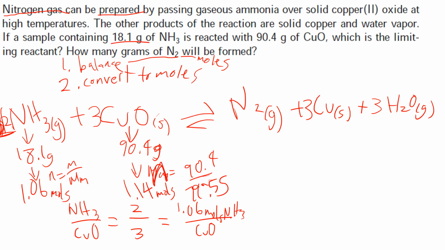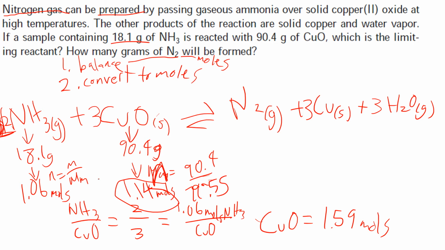we don't have 1.59 moles of copper oxide. We only have 1.14. So copper oxide is a limiting reagent. We don't have enough of that. Because we have 1.06 moles of ammonia, we need to match that with 1.59 moles of copper oxide to make the mole ratio 2:3. But we don't have that. We only have 1.14 moles. So copper oxide doesn't have enough. So that's the limiting. And the excess is ammonia.